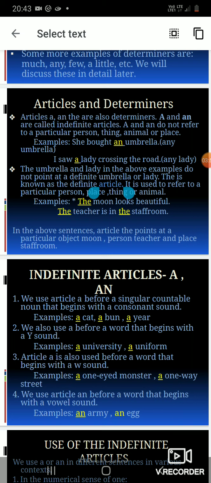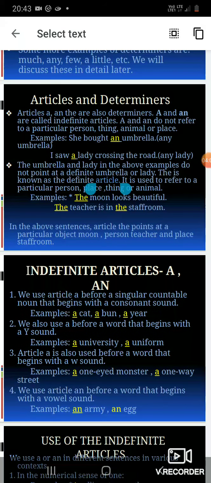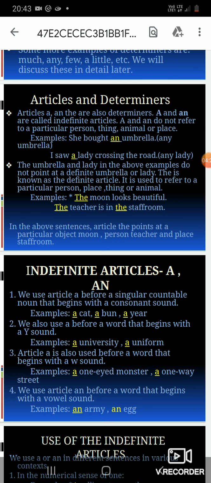For example, I am saying the same example: she bought an umbrella. Any umbrella, any umbrella means any. Next example is: I saw a lady crossing the road. It can be any lady. It can be any lady, anyone whom you know. So next, the umbrella and the lady in the above example do not point at a definite umbrella or lady, the particular person, place, thing, or animal.